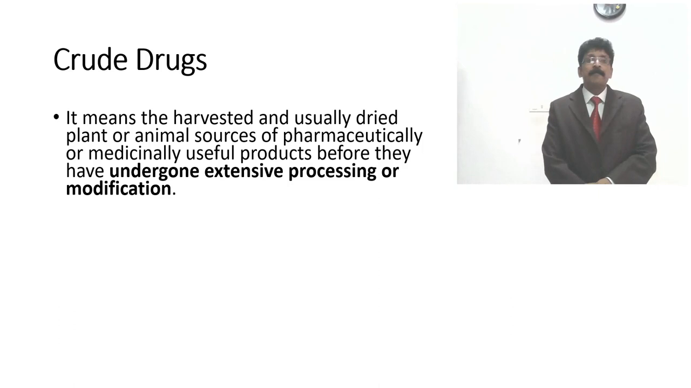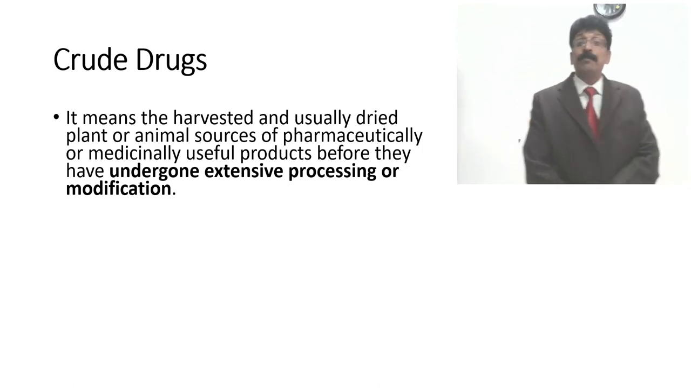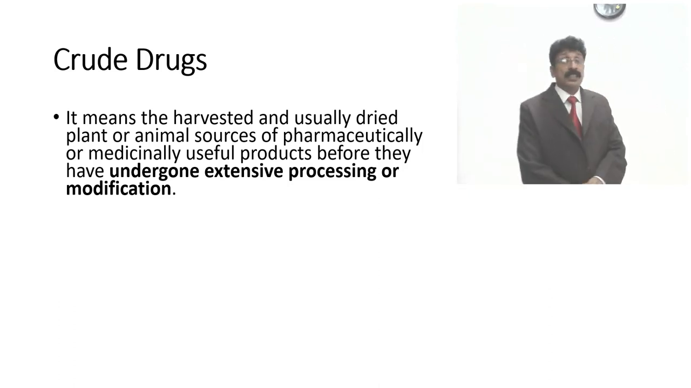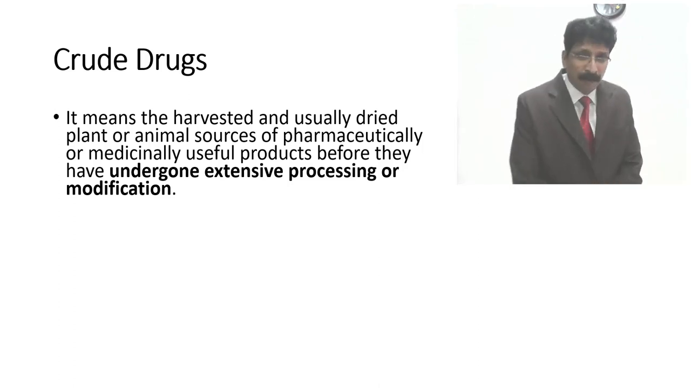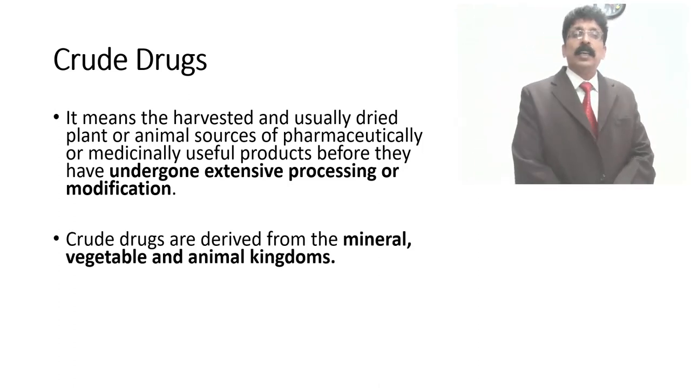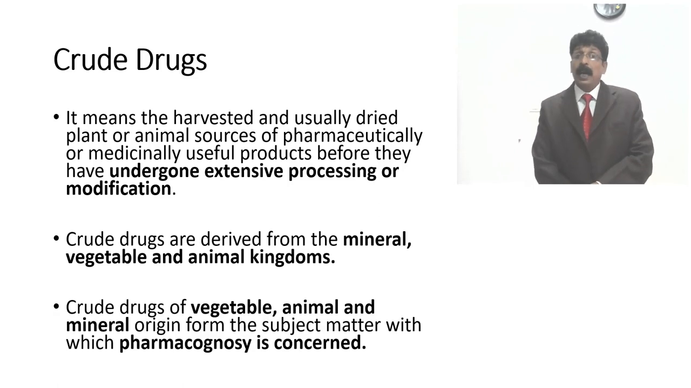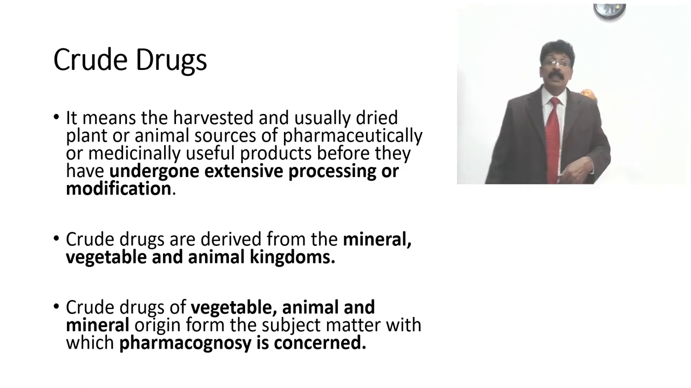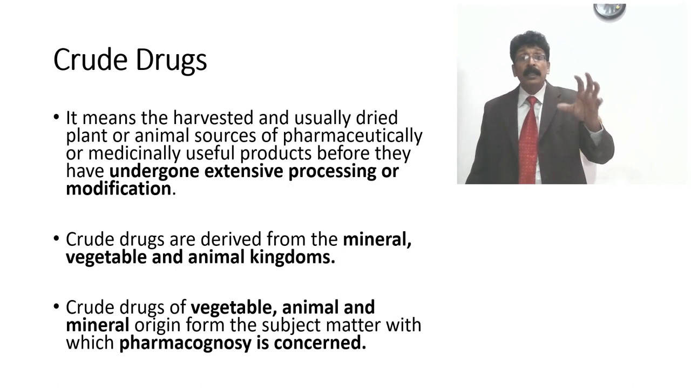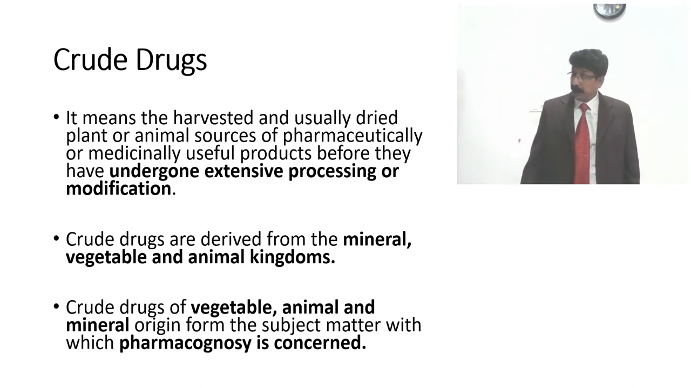Crude drug means what? Which is having medicinal value, pharmacological value, pharmaceutical value, which is medicinal plants or animals or minerals, before undergoing any type of extensive processing or modification. Then it is called crude drug. Crude drugs are derived from minerals, vegetables, that means plants, and the animal kingdom. Crude drugs of vegetable, animal and mineral origin form the subject matter with which pharmacognosy is concerned. So this is the definition.